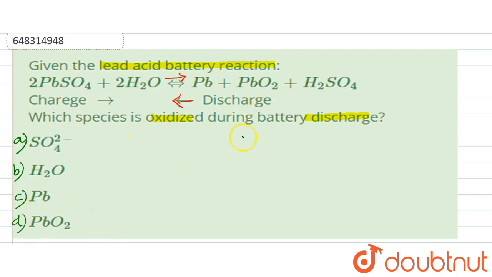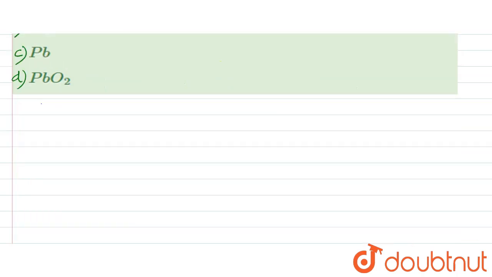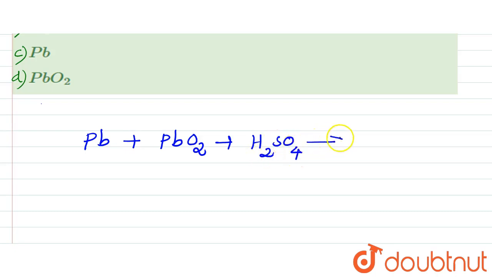Okay, so first we have to write the discharge reaction. It is lead plus lead oxide plus H2SO4 gives 2H2O plus 2 lead sulfate. That is the backward reaction, discharge reaction. Okay, so write it, lead plus lead oxide plus H2SO4 gives 2 lead sulfate plus 2H2O.